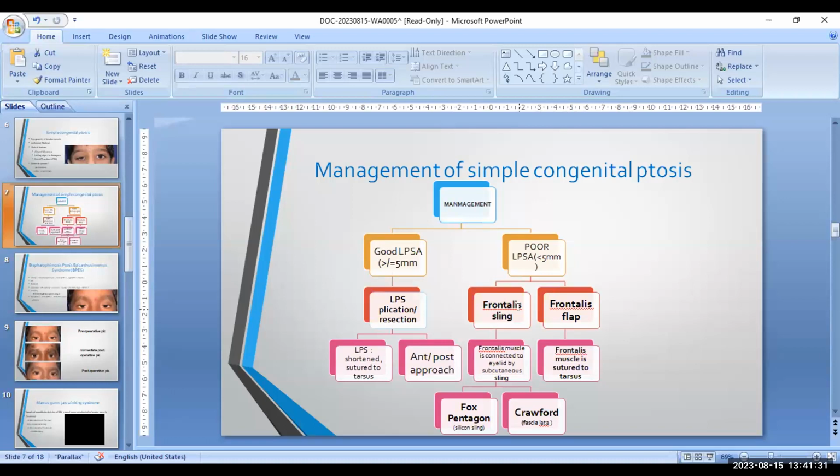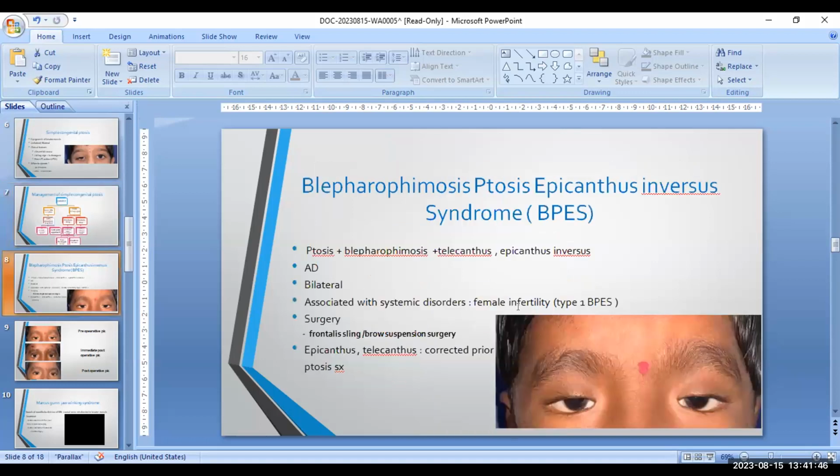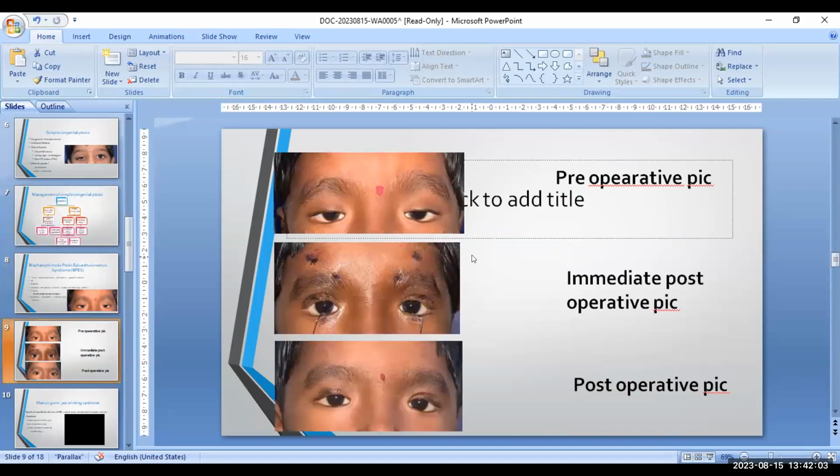Depending on the technique, there are types like Fox pentagon surgery and Crawford surgery. Frontalis flap surgery: in this case, we are going to suture the frontalis muscle to the tarsus. So there are some complicated types of congenital ptosis, that is BPES, which is autosomal dominant and bilateral, treated by brow suspension or frontalis sling surgery. The most common association of this disorder is female infertility. This second image is showing the post-operative picture after frontalis sling surgery.